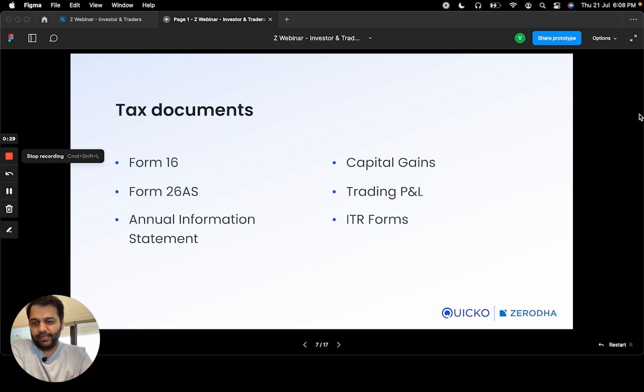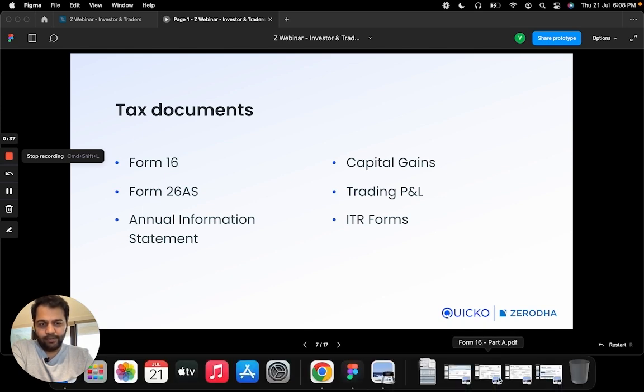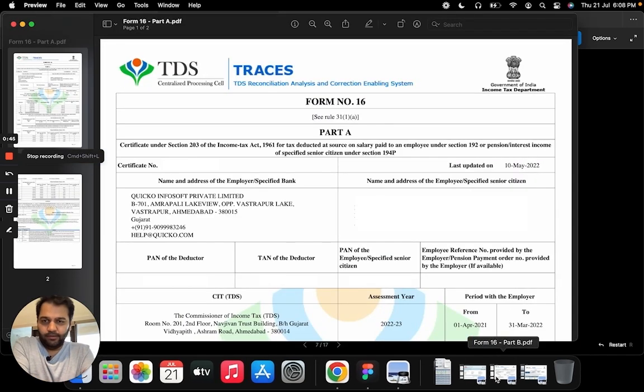So Form 16 is essentially your tax credit statement, right? Let's understand it by looking at a sample Form 16. So Form 16 essentially has two parts, Part A and Part B. So let's first look at Part A. So I have a Form 16 Part A here to be precise. So Form 16 Part A, like I said, is a tax credit statement.